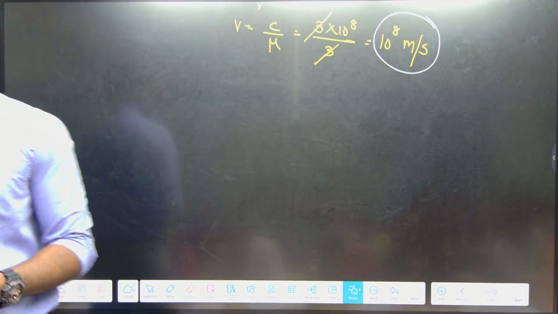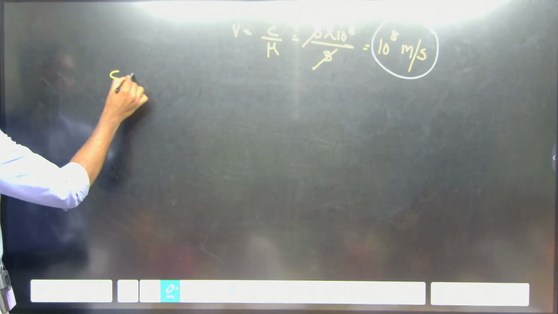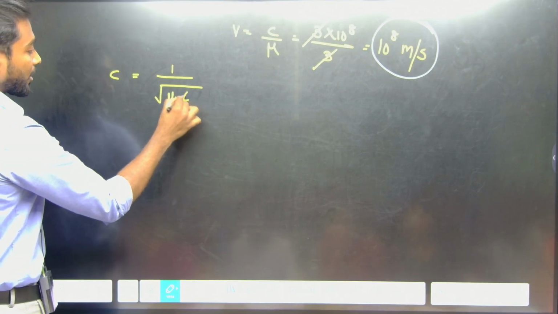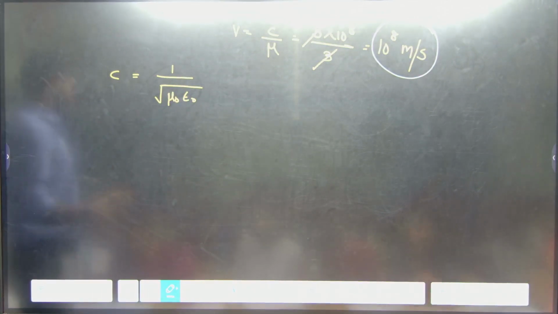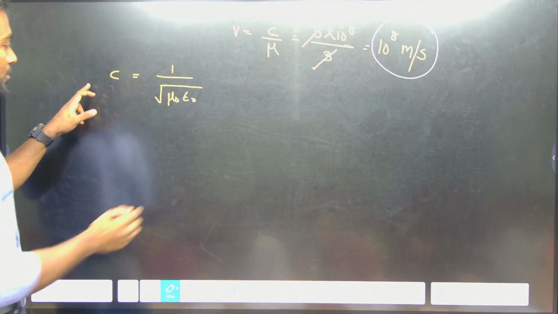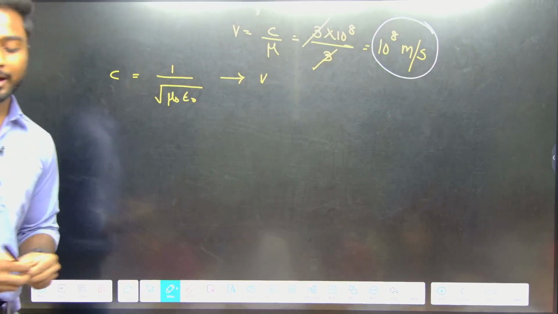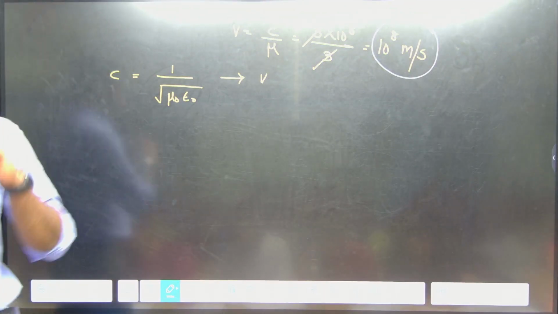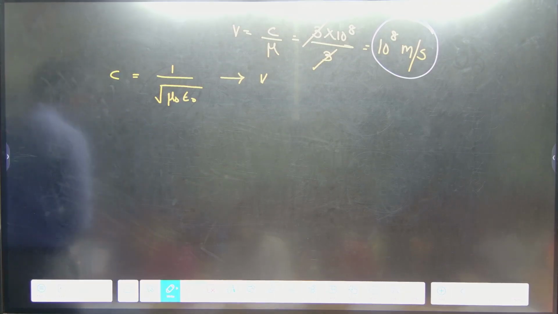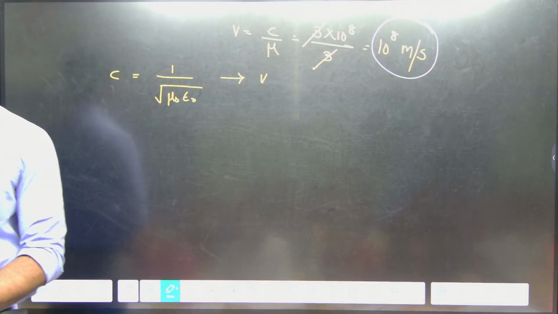And the formula is C equals 1 by root over mu naught epsilon naught. This is in vacuum. So what is the relation between relative permittivity and relative permeability?